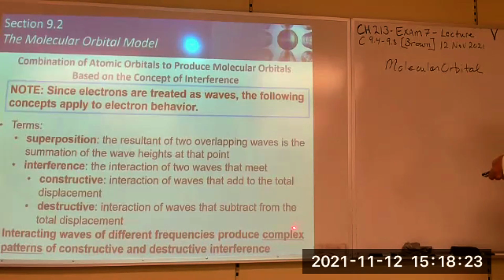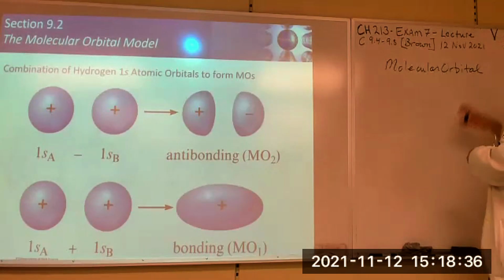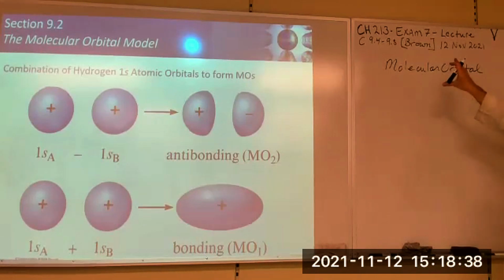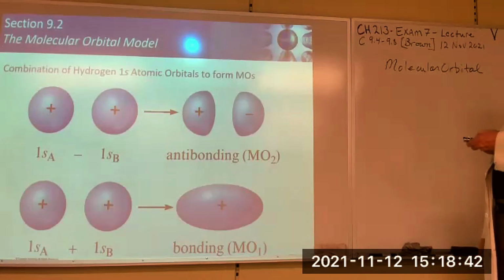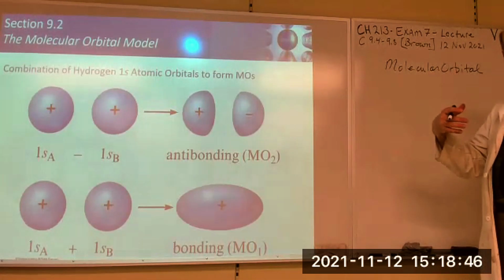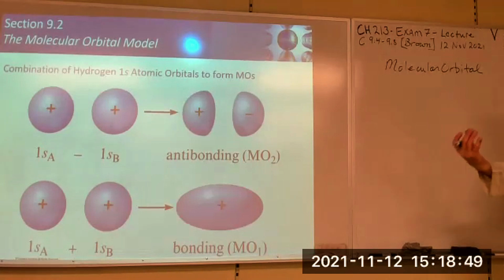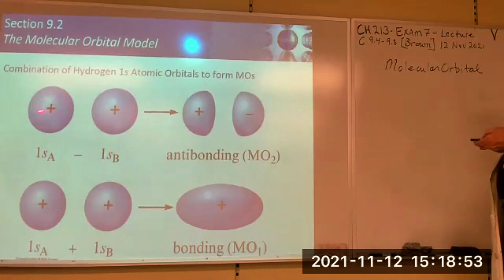And this is what I was discussing just a minute ago. They can produce complex patterns of interferences. Okay, so when those waves interact, in terms of our molecular orbital model, if they destructively interfere with one another, when you combine atomic orbitals from, well, in this case, just two hydrogen atoms, you can get two possibilities.